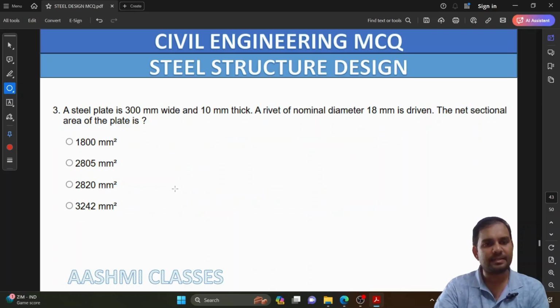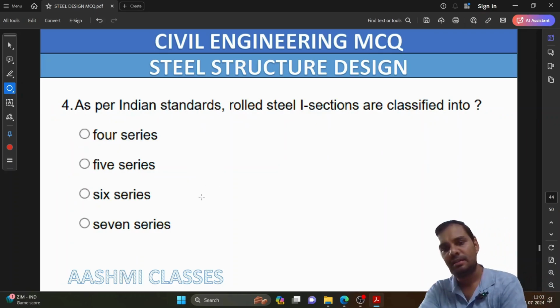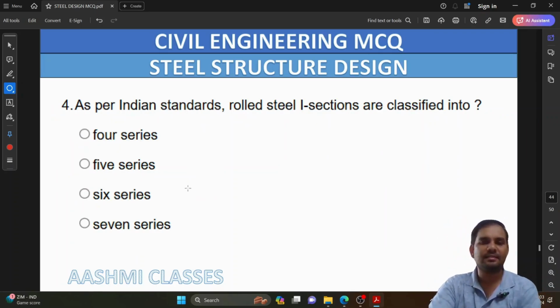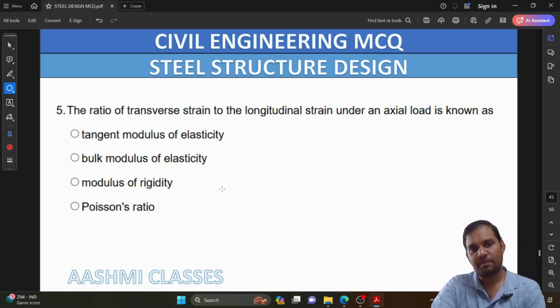A steel plate is 300 mm wide and 10 mm thick. A rivet of nominal diameter 18 mm is driven. The net sectional area of the plate is 2805 mm². As per Indian standards, the rolled steel beams, steel I sections are classified into 5 series. The ratio of transverse strain to the longitudinal strain under an axial load is known as Poisson's ratio.